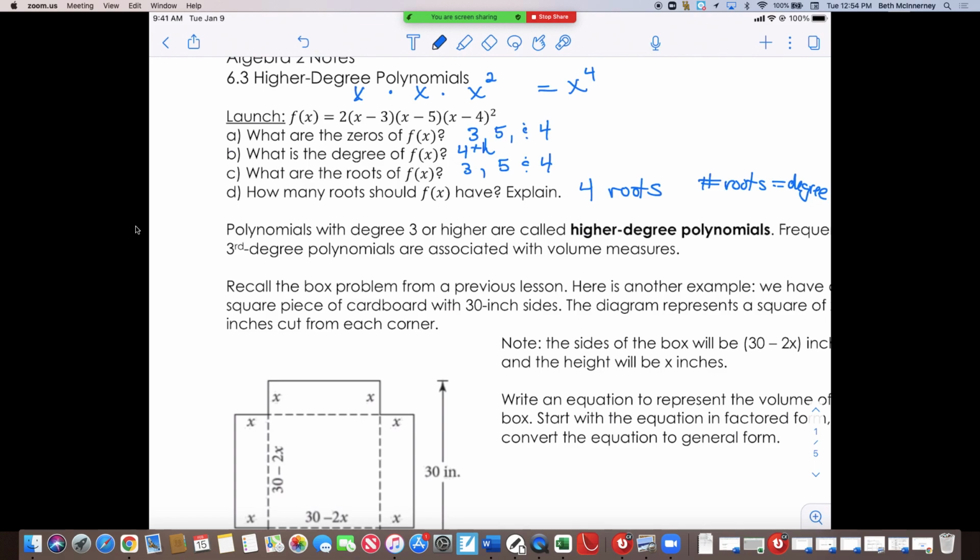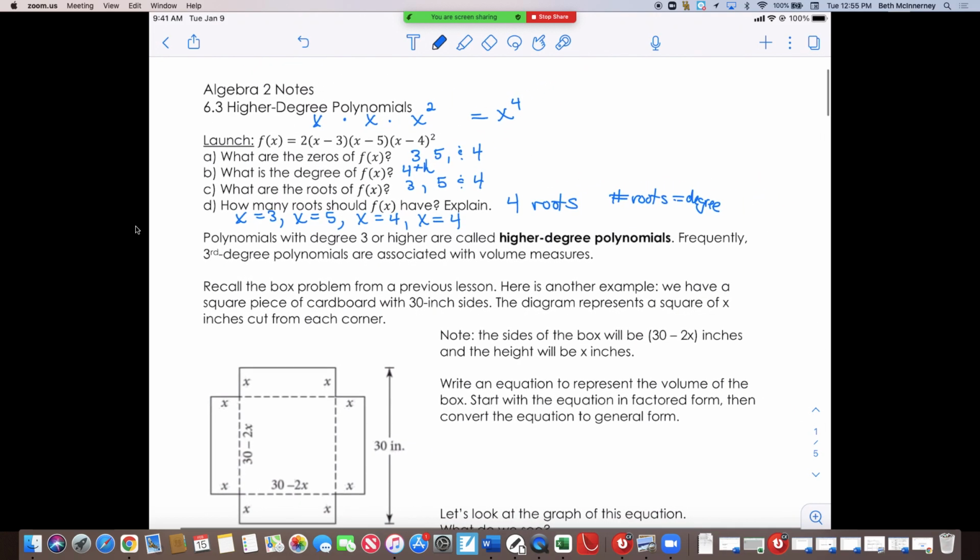And I want you to think about it because the roots were x equals 3, x equals 5, x equals 4, and we did have x equals 4 twice. But when it's there twice, we don't write it twice, okay? Later, we're gonna talk about what that means. It's called multiplicity. But I'm just planting some seeds right now for something that's coming. So those are things that we know so far. We know how to find the zeros, and we know how to find the degree of a polynomial.